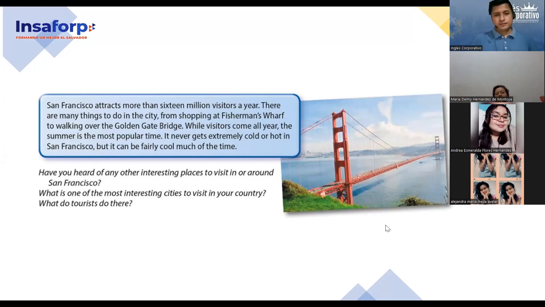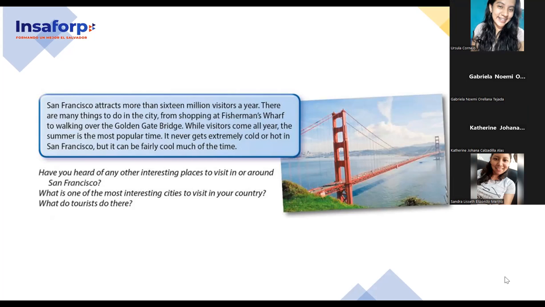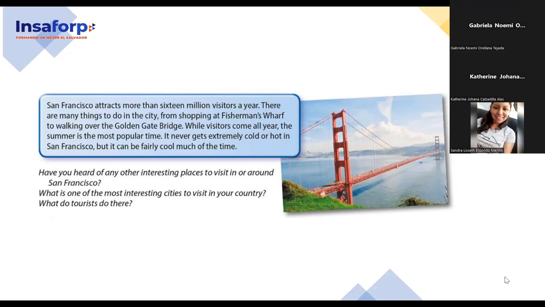As San Francisco attracts more than 16 million visitors a year, there are many things to do in the city, from shopping at Fisherman's Wharf to walking over the Golden Gate Bridge. While visitors come all year, the summer is the most popular time. It never gets extremely cold or hot in San Francisco, but it can be fairly cool much of the time.